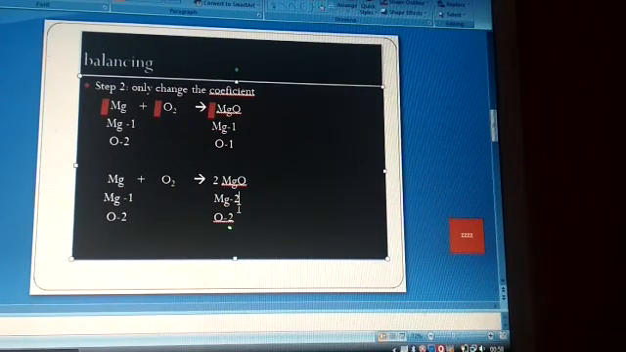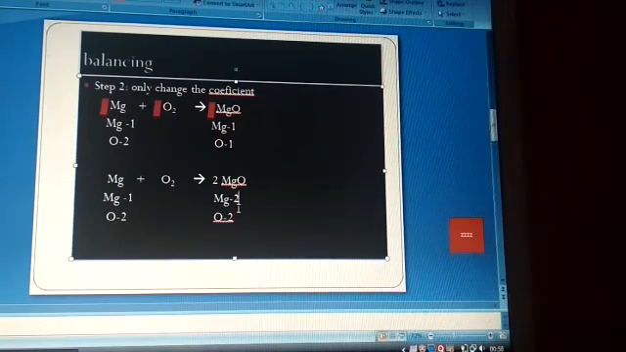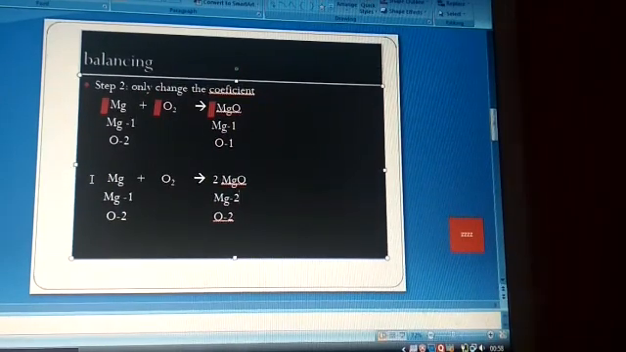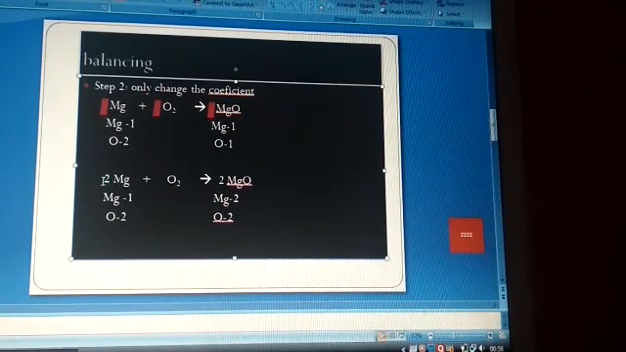Now we see that while balancing this, when I change the coefficient and write 2 here, oxygen is balanced but magnesium becomes imbalanced, because on the reactant side it is only 1 Mg, but on the product side it is 2 Mg. So it is imbalanced. To balance magnesium also, we will change the coefficient here too. So to balance this equation, I will write 2 before this.